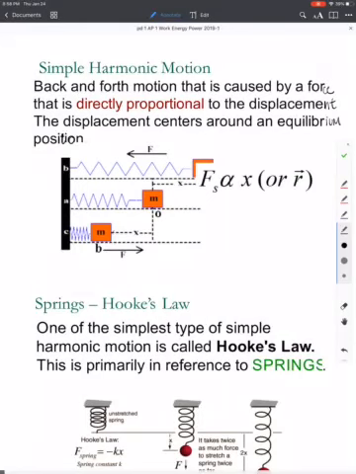All right, so simple harmonic motion is any kind of motion that moves back and forth that's caused by a force, and that force has to be directly proportional to its displacement. So for example, if you look in this picture, right here in the middle, this is when something is in equilibrium.